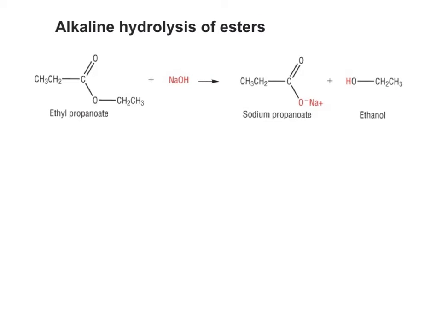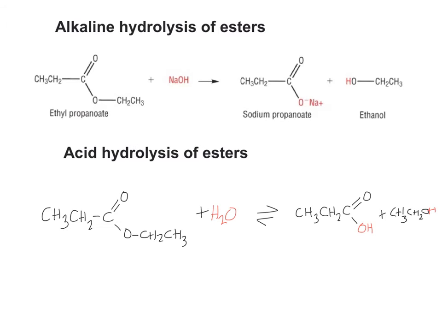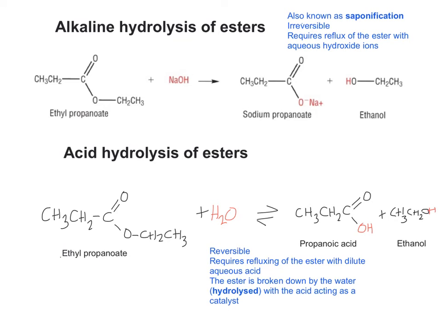Esters can be broken up by hydrolysis, which is basically the use of either water or an OH- ion. In this case, with an alkaline hydrolysis, you're using an OH- ion to break up the ester into a salt and an alcohol. So with acid hydrolysis, the acid behaves as a catalyst, and it's the water that's causing the hydrolysis to happen. And you get a carboxylic acid and an alcohol back.